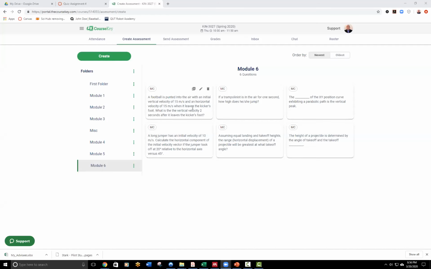So let's take a look at an example here. I'm going to switch screens real quick. Just bear with me. This is actually from your course key. I think this is the first one here. So in this example, a football is punted in the air with an initial vertical velocity of 15 meters per second and a horizontal velocity of 15 meters per second when it leaves the kicker's foot. What is the vertical velocity 2 seconds after it leaves the kicker's foot? I'm going to go over this problem and solve it for you. You can pause this video if you want to solve it yourself, but it's pretty straightforward. So I'm going to switch back here.